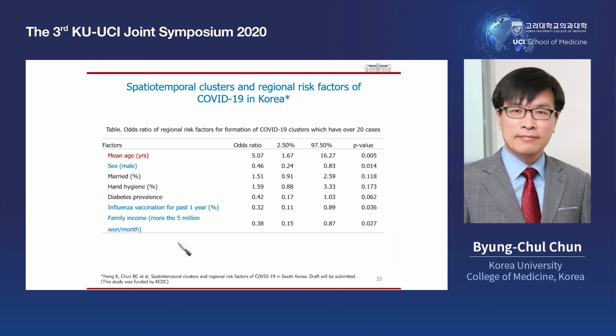And we estimated the odds ratio of regional risk factors for formation of COVID-19 clusters which have over 20 cases. The age of the region was a risk factor, and high influenza vaccination rate and high family income were significant preventive factors for making regional big clusters in the region.